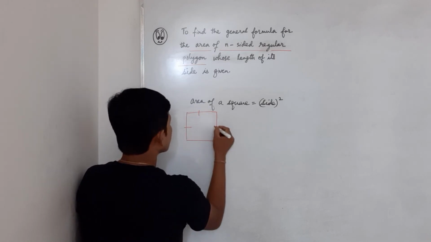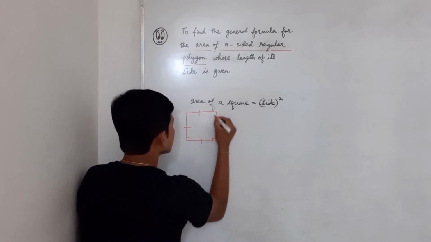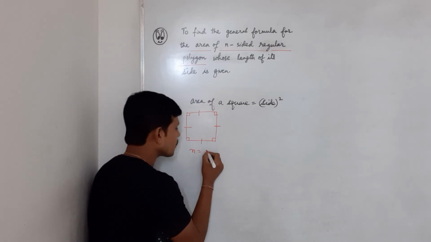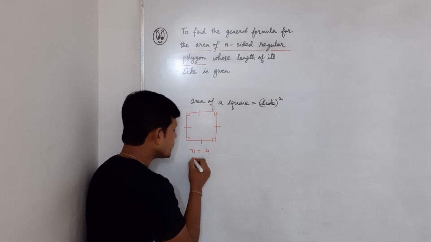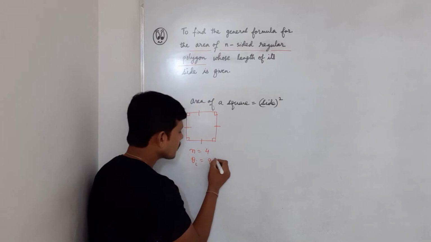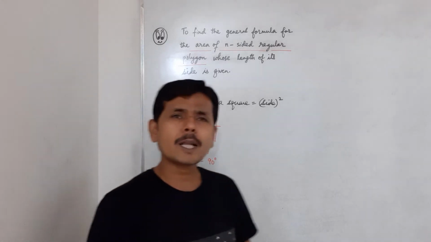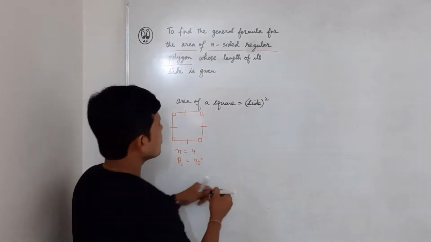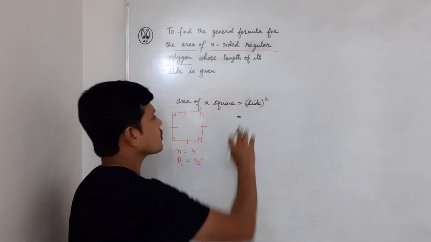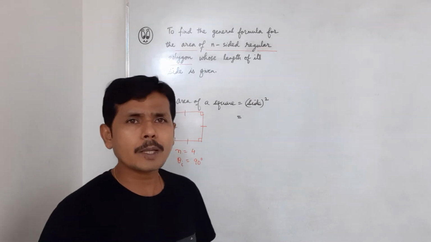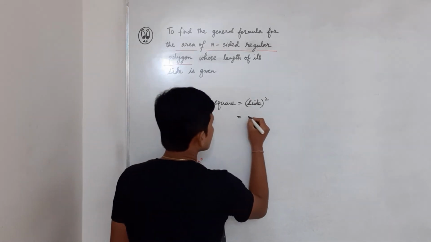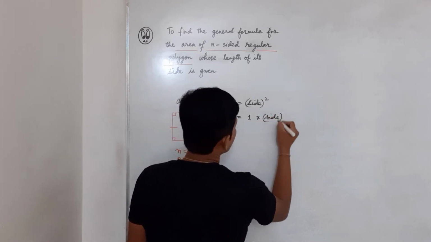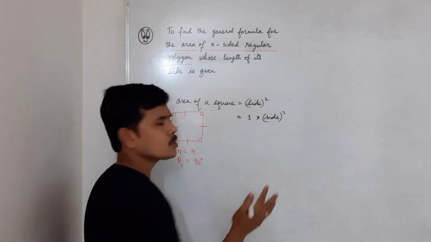Where all the four sides are equal, each interior angle measures 90 degree. Now when I say square, the number of sides is equal to 4. Each interior angle is equal to how much? 90 degree. Now what I did actually, in this, I wanted to introduce something. So I introduced 1 over here first. See, when I multiply by 1, there will be no change in the area, right?